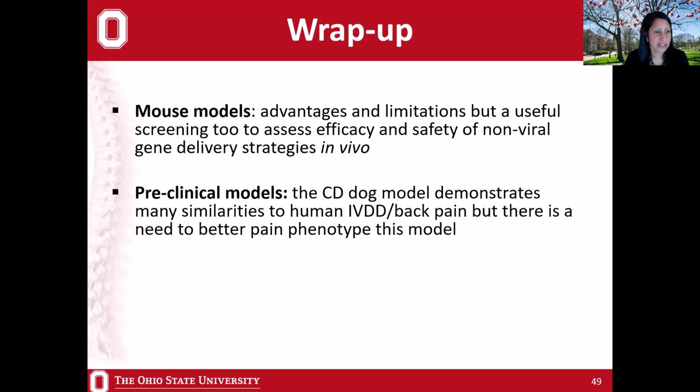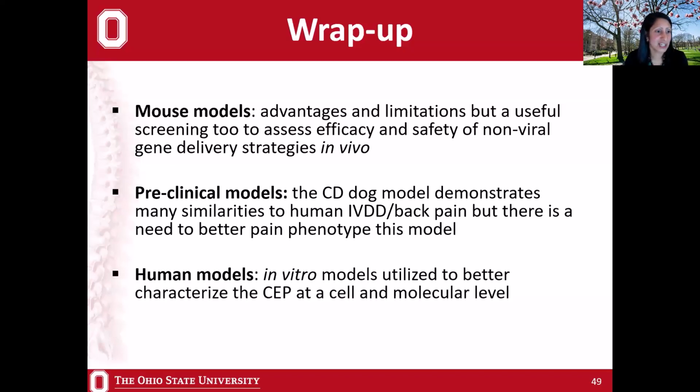Preclinical models have a lot of advantages, especially this chondrodystrophic dog that I highlighted to you today. It's a patient population, and it provides rationale for being able to utilize this model. However, there's still a lot of work that needs to be done in terms of characterizing its pain phenotype and its relation to human back pain.